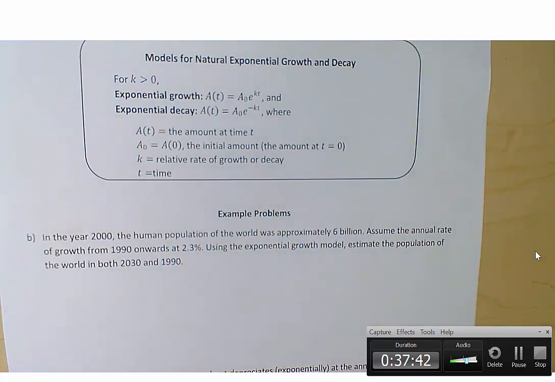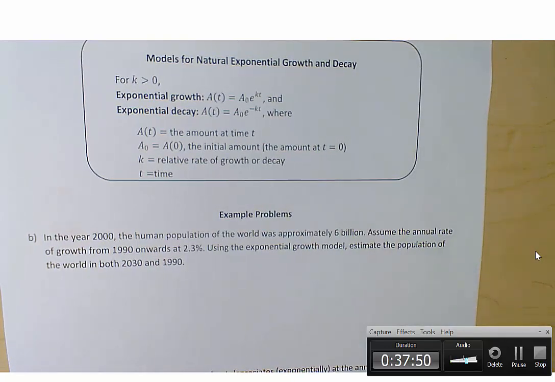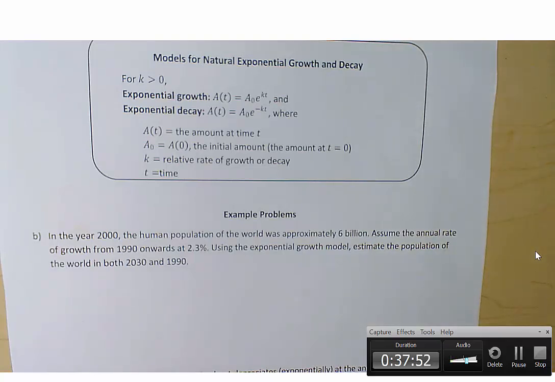Our last couple of problems are going to deal with exponential growth and exponential decay here. So before I get into that, let's go ahead and read the problem and see what we're looking at. In the year 2000, the human population of the world was approximately 6 billion. Assume the annual rate of growth from 1990 onwards at 2.3%. Using the exponential growth model, estimate the population of the world in both 2030 and in 1990 here.